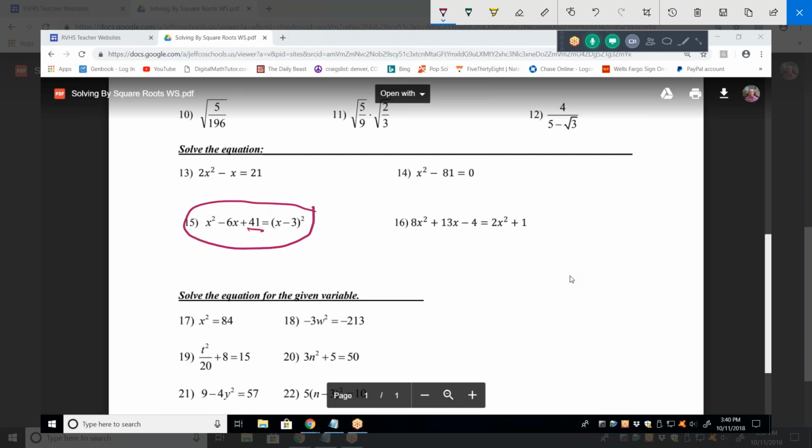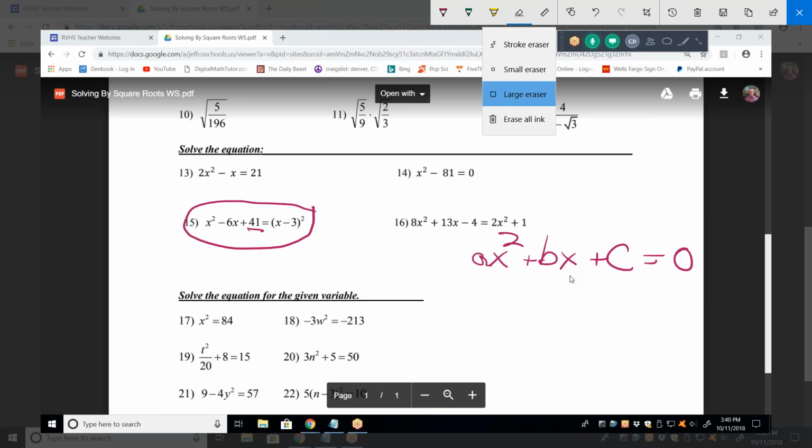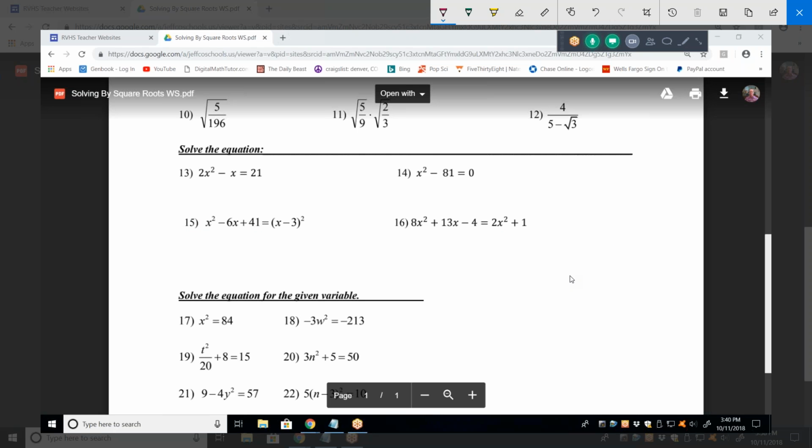So what I want to do is I want to end up with something that looks like this: ax squared plus bx plus c equals 0. In other words, if I can get everything on one side and 0 on the other, then I'm in shape to do the problem. I can then do it by factoring. Well, they didn't particularly make this easy.